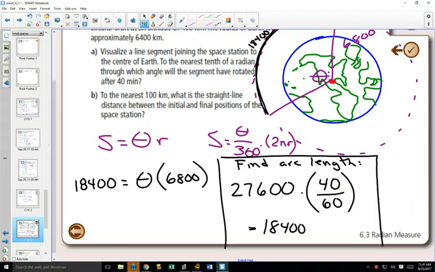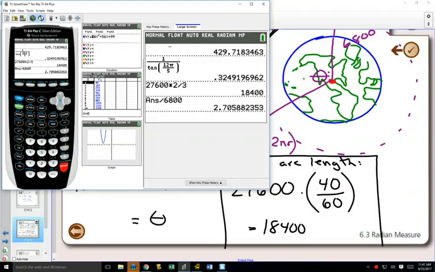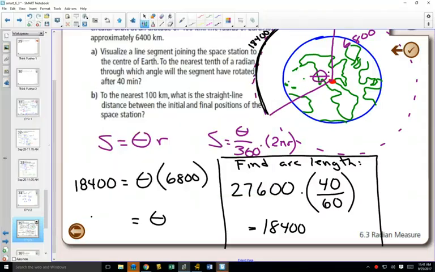And when we divide both sides by 6,800, everybody familiar with their calculator? If they have an answer from before and you just hit divide, it takes that same answer so you don't have to rewrite it. So I want to take that 18,400, divide it by 6,800, and I get approximately 2.7 radians.